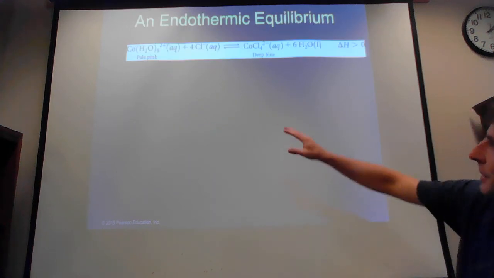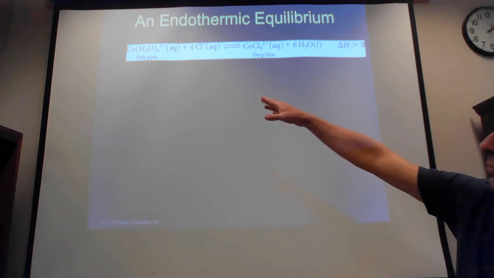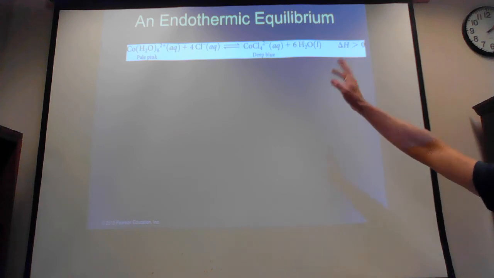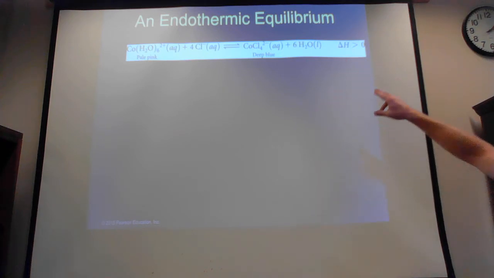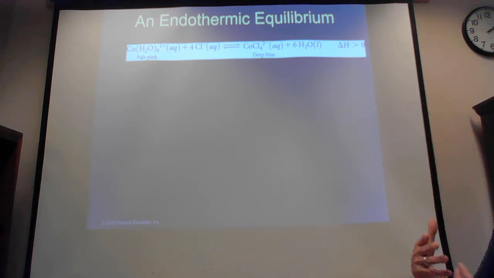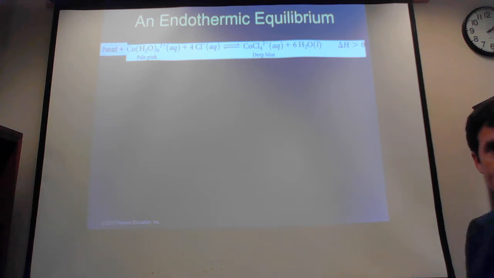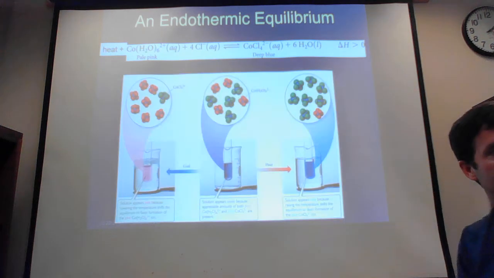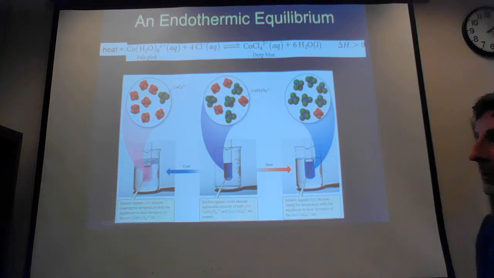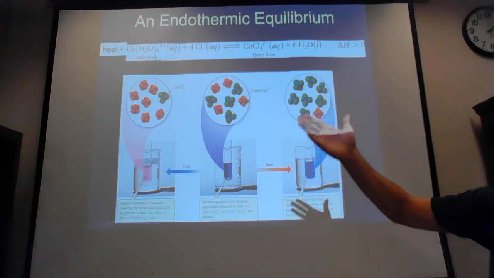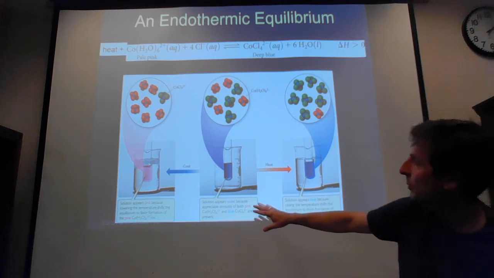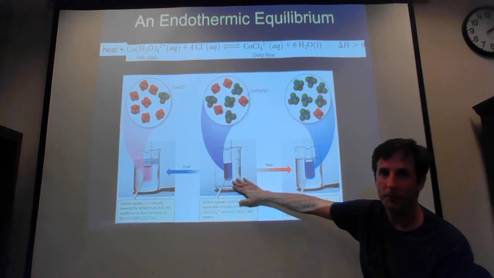So, I have a reaction given. Cobalt water complex reacts with 4 chloride ions to form cobalt chloride complex plus 6 waters. The reaction has a positive delta H. If delta H is positive, that means it's endothermic, which means I can consider heat to be a reactant. So I'm just going to throw heat over on the reactant side. Now, if I add heat, if I raise the temperature, the reaction should shift to the right. What I notice is that at room temperature, the solution's kind of purple.